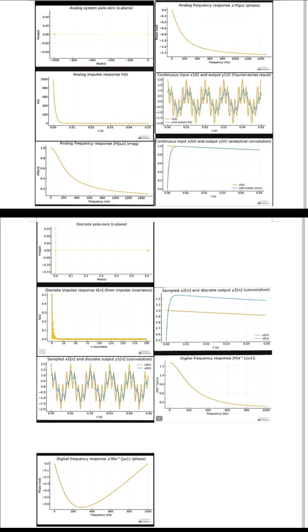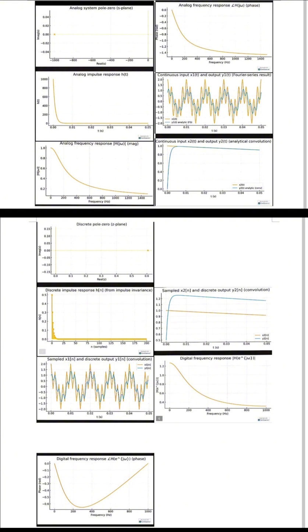When we look at the key comparison of these two systems, analog system analysis and discrete system analysis, the key aspects are stability, impulse response, frequency response, design method, and input-output validation. On stability, analog system poles in the left half S-plane are stable, and on the discrete system, poles inside the unit circle are stable. On the impulse response, the analog system has continuous decay, and the discrete has sampled decay that matches analog at sample times.